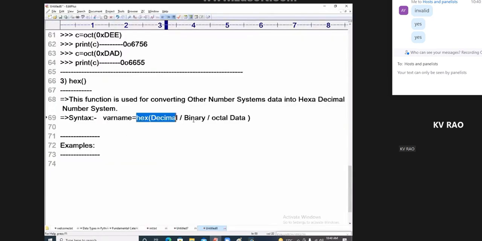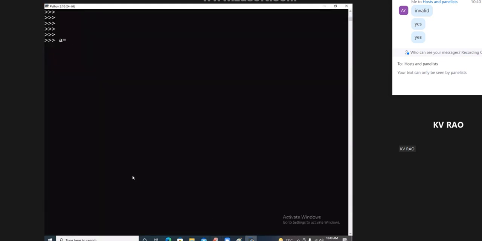Right. Coming to the next part, which is called hexadecimal. Okay, good. Let us make it hexadecimal here. A is equal to, now you are writing decimal data. You take 15. Why am I taking a smaller number? Because you will understand it quickly. Something like h is equal to hex of A. What is the 15 equivalent in hexadecimal? Print of h. What is the value of that? Super. Excellent. F.